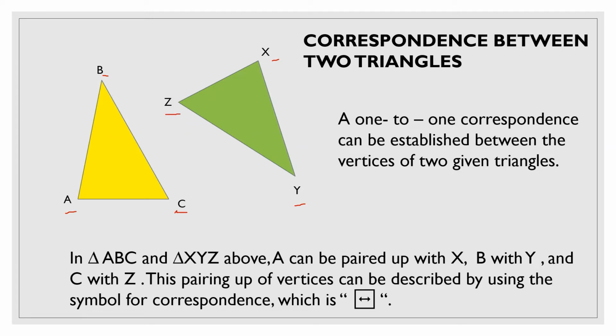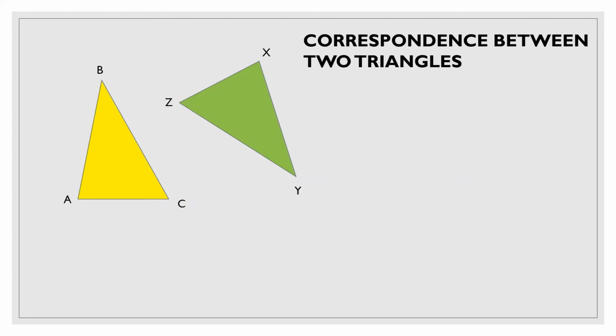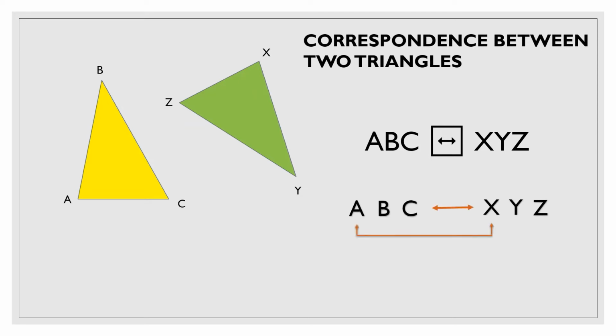This pairing up of vertices can be described by the symbol for correspondence, and this is the symbol that we can use. So, we can say that ABC corresponds to XYZ. This means that A corresponds with X, B corresponds with Y, and C corresponds with Z.